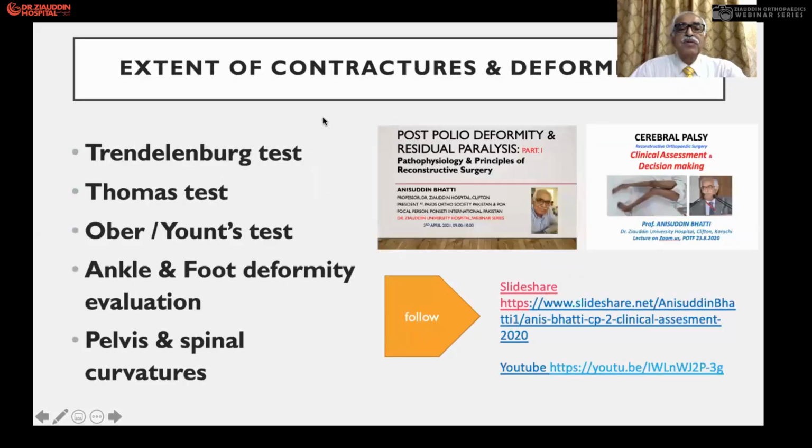Then, to know about the extent of contractures, one should do the following tests: the Trendelenburg test, Thomas test, Ober test, ankle and foot deformity evaluation and muscle powers, pelvic and spinal curvatures. We have already covered these in the part 1 and part 2 lectures and my previous lectures on cerebral palsy decision making that are available on SlideShare and YouTube.